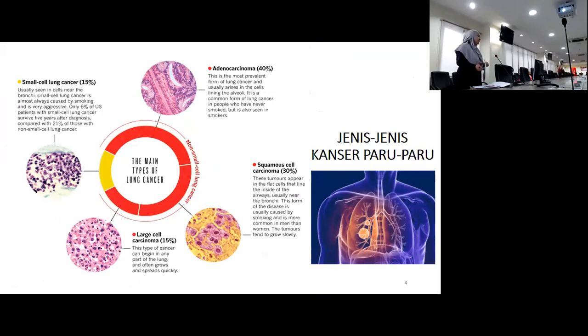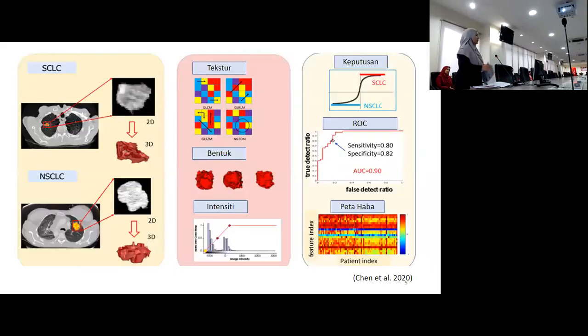Okay, jenis-jenis kanser paru-paru terdapat dua jenis, iaitu non-small cell lung cancer and small cell lung cancer. And non-small cell lung cancer divided into 3, which is adenocarcinoma, squamous cell carcinoma, and large cell carcinoma. Okay, basically in terms of percentage, about 85% is towards non-small cell lung carcinoma, and about 15% is towards small cell lung carcinoma.